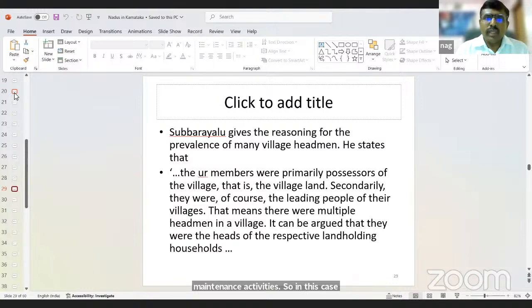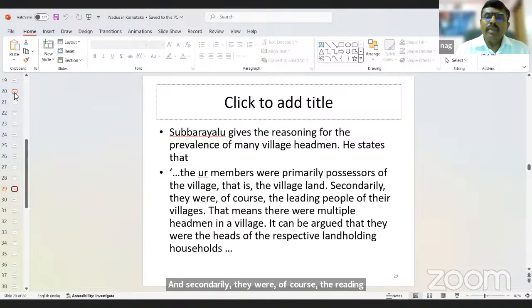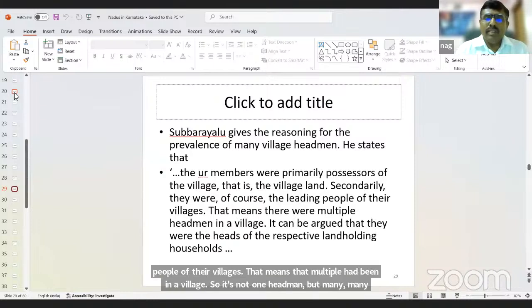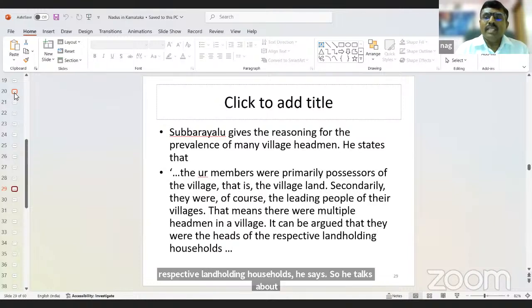Subrayulu talks about Urodaya. He says that there was existence of many village headmen. He says that the Uru members were primarily possessors of the village, that is, the village land, and secondarily, they were, of course, the leading people of their villages. That means that there are multiple headmen in a village. So it's not one headman, but many headmen. And it can be argued that they were the heads of respective landholding households, he says. So he talks about having many village headmen.